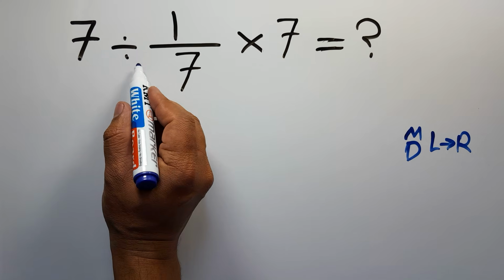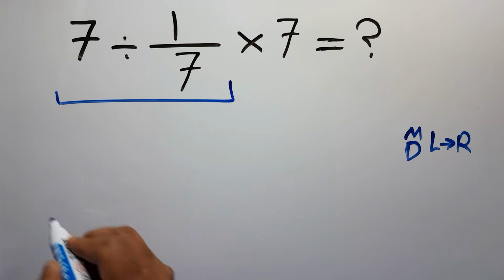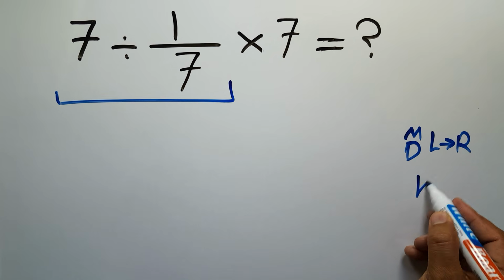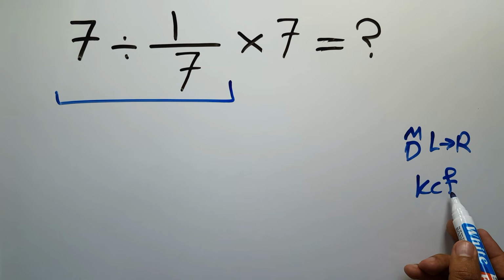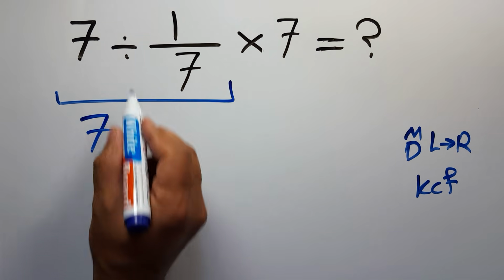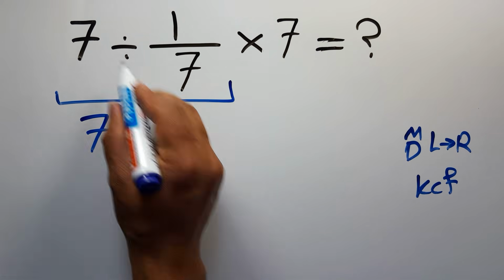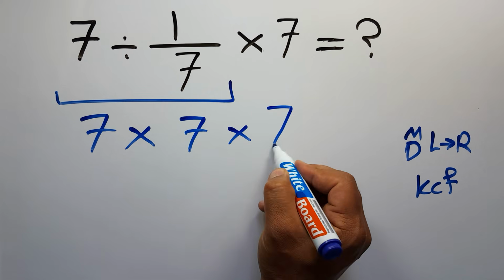So first we have to do this division, 7 divided by 1 over 7. According to the KCF rule, K stands for keep, C stands for change, and F stands for flip. We can write: keep the first fraction, change division to multiplication, and flip the second fraction. And here we have times 7.